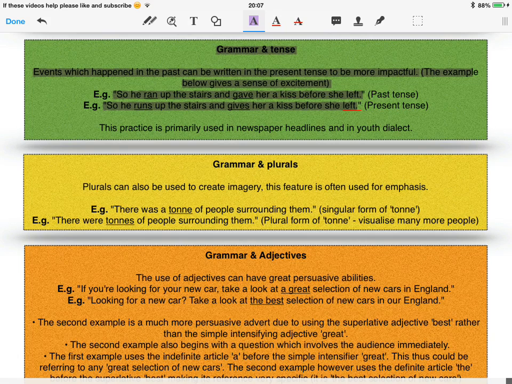And this style of writing is primarily used in newspaper headlines and in youth dialect, and it's because it engages the audience and, like I said, it's exciting.